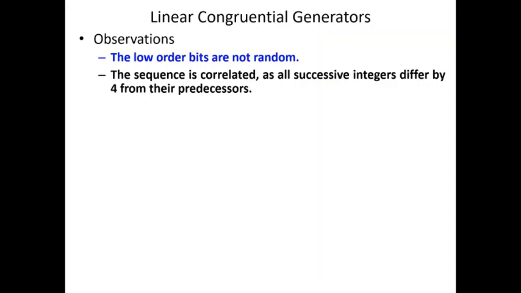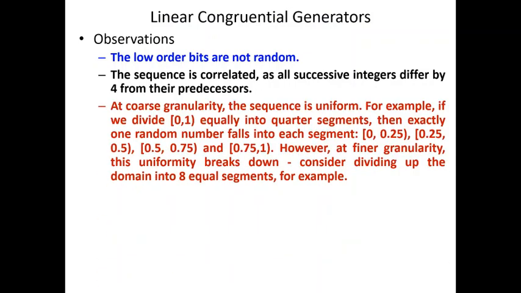The sequence is surely correlated. All successive integers differ by 4 from their predecessors. And though I have a uniform sequence generated, the sequence itself is small in size. If I divide the complete circle into 4 quarter segments, then surely in every quarter I have one number. In the first quarter I have one number, say 1. In the next quarter it is 5. In the third quarter it is 9. And in the fourth quarter it is 13. So there is uniformity surely.